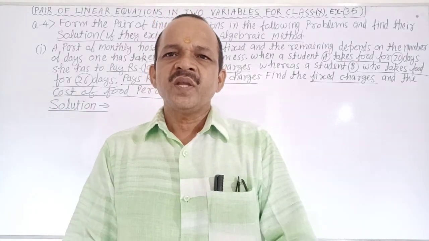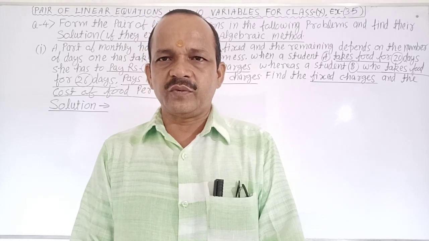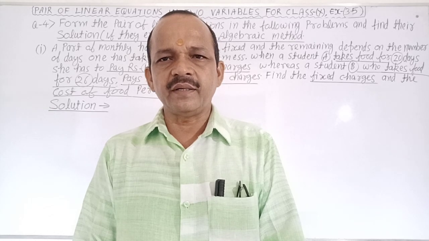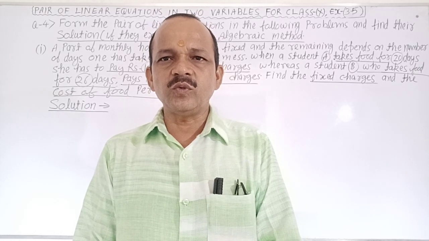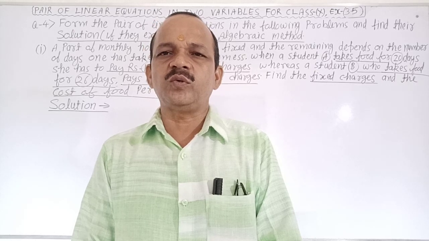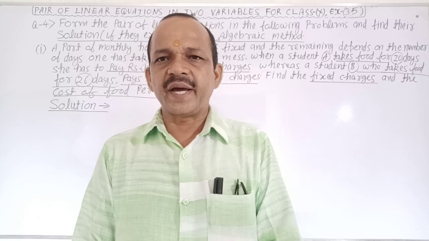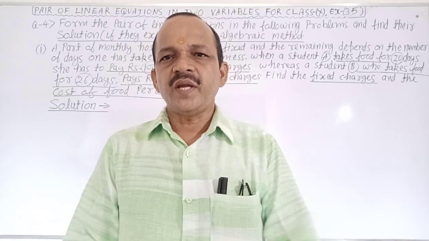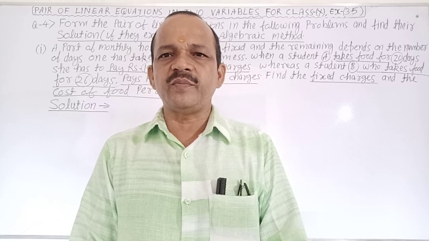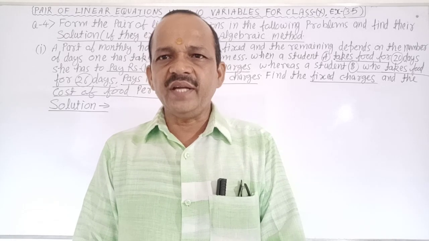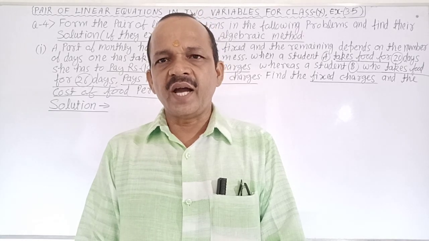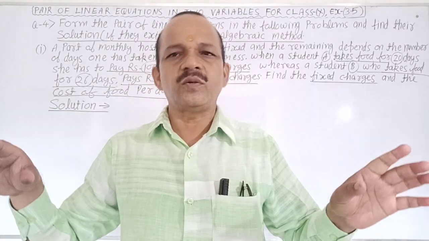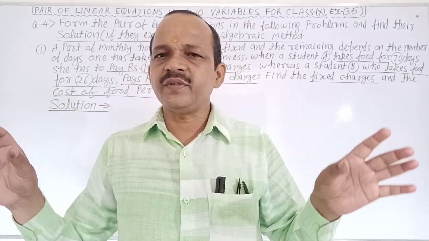Very good. If a1 by a2 not equal to b1 by b2, then it shows intersecting lines and consistent system and unique solution. If a1 by a2 equal to b1 by b2 not equal to c1 by c2, then it shows parallel lines and inconsistent system and no solution. If a1 by a2 equal to b1 by b2 equal to c1 by c2, then it shows coincident lines and consistent dependent system and infinitely many solutions. It is clear.